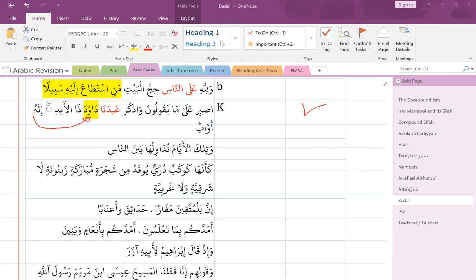I see a musharun ilayh. I see an ism ishara. You said you kind of gave it away. So al-ayyam would be the badal. You said the proper one would be the badal, right? Yes, the proper is going to be the badal, and tilka would be the mubdal minhu. Exactly. So that's the thing with ismul ishara and musharun ilayh.